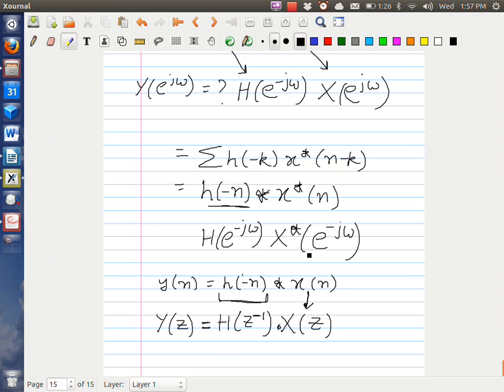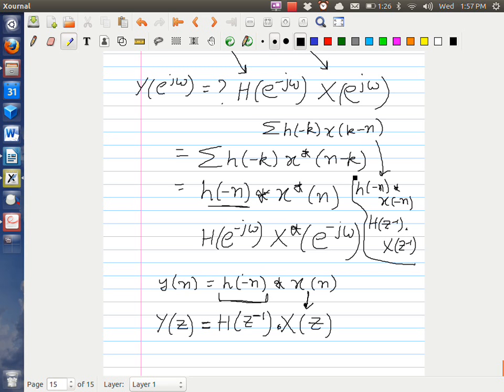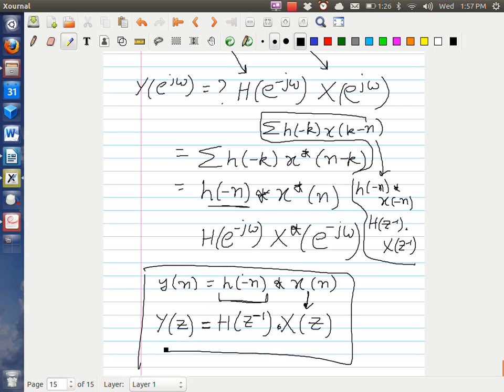And again, somebody could switch this thing around. You could have h of minus k x of k minus n. So that implies h of negative n convolved with x of negative n. Both of them have a time reversal. So it means both of them will have a z inverse in there. Something like that. But for this problem, it's just this.